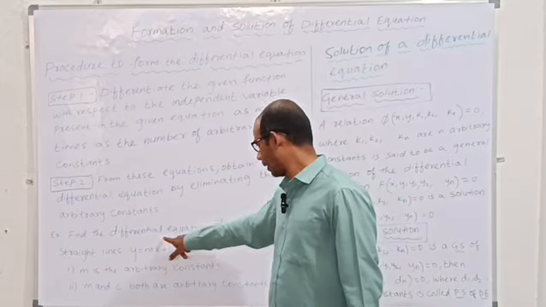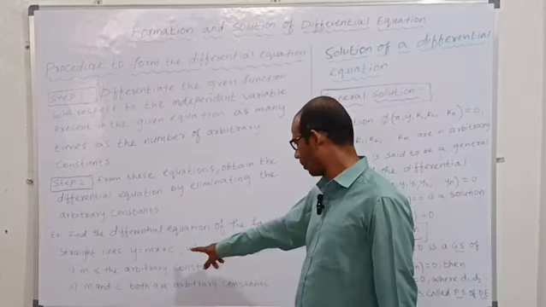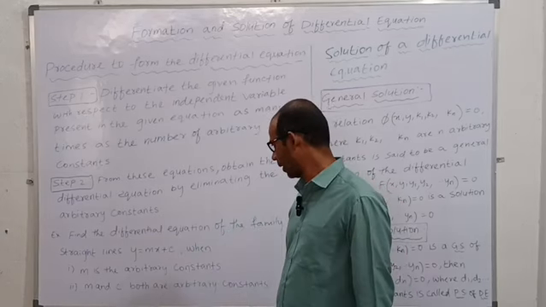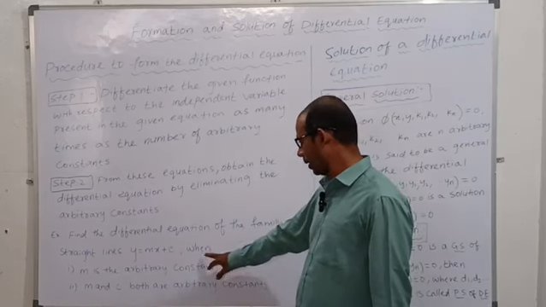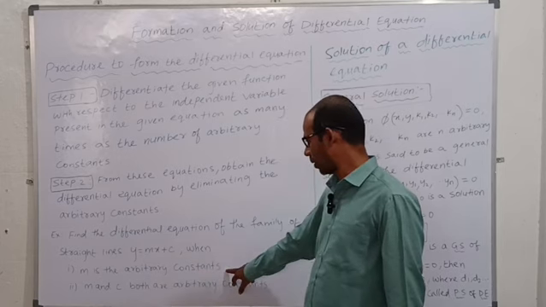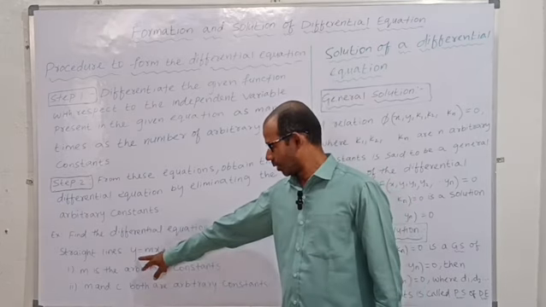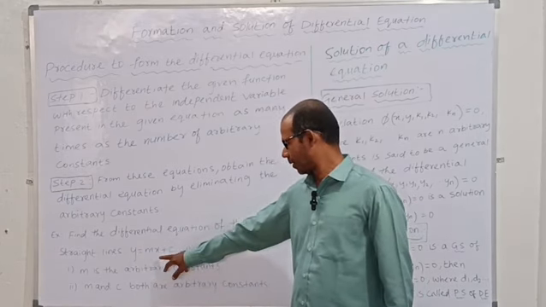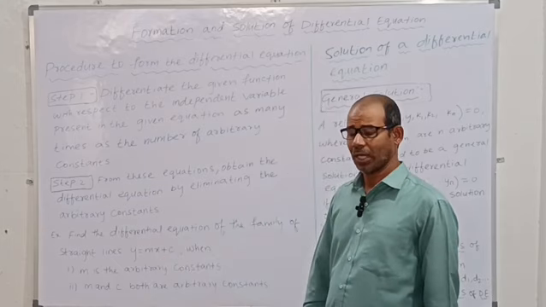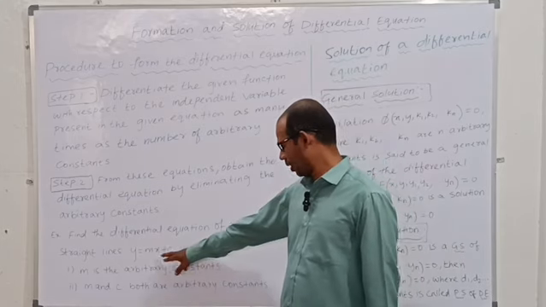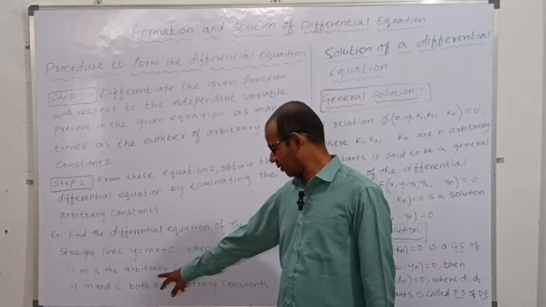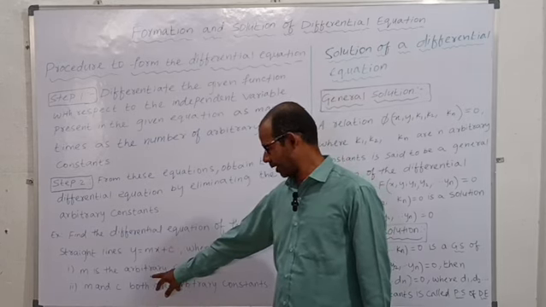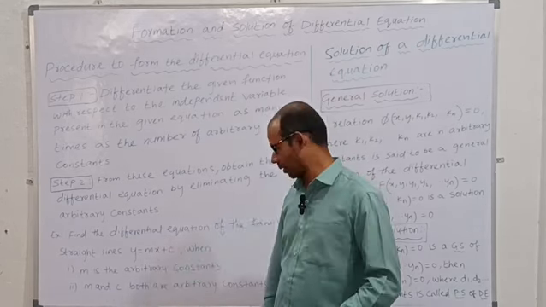Okay, so find the differential equation of the family of straight lines y equals mx plus c, where m is an arbitrary constant. So this is the equation given: y equals mx plus c. This is the equation of the family of straight lines. Here in the first question, it is given that m is an arbitrary constant.